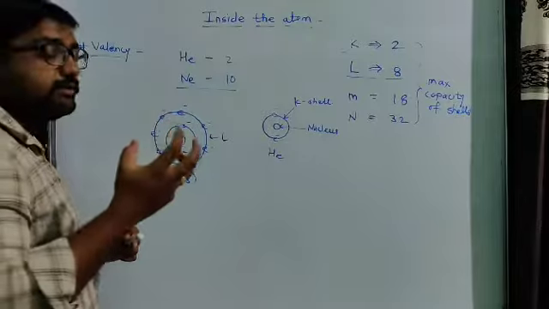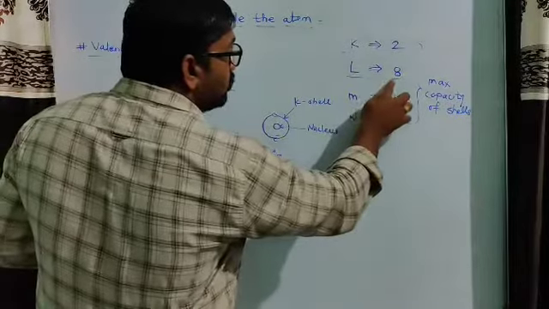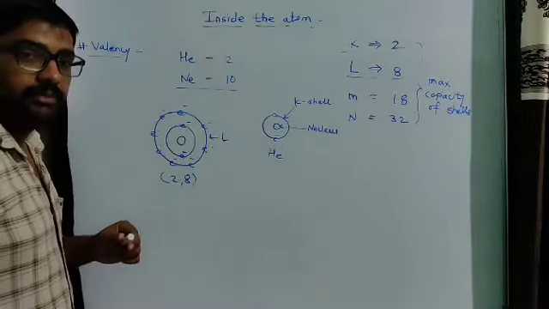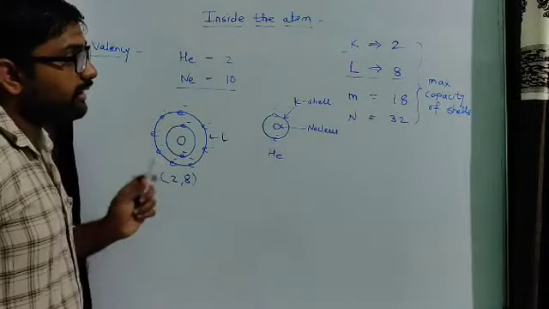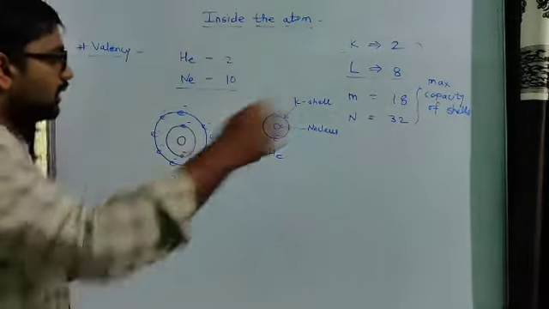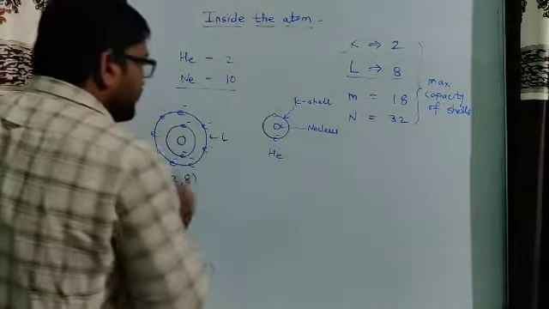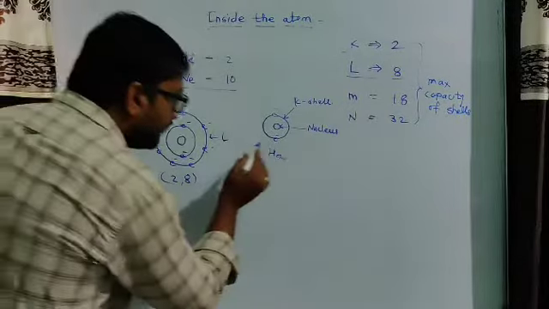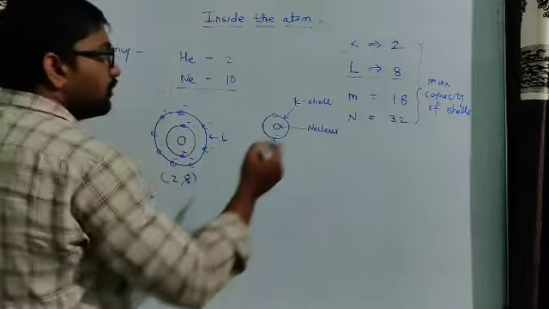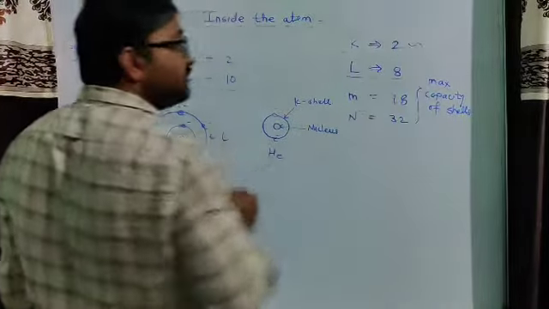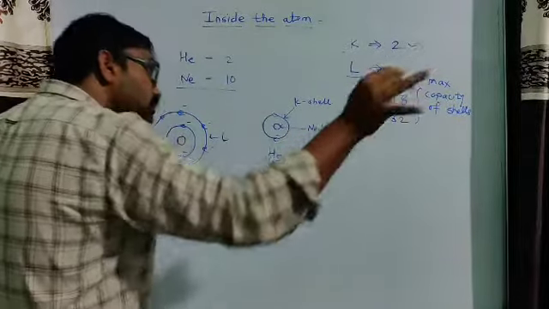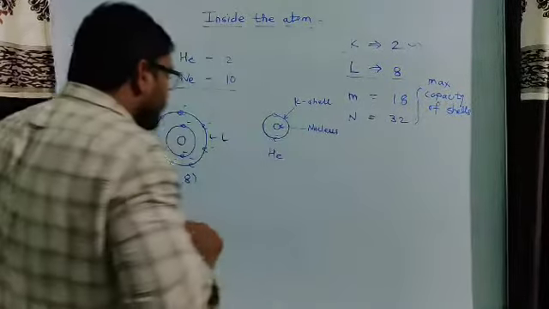Completely filled means what? Their outermost orbit's maximum capacity is complete. Such orbits are called completely filled orbits. So here, the K shell is the outermost orbit and it has 2 electrons. Its maximum capacity is also 2. So this outermost orbit is completely filled.